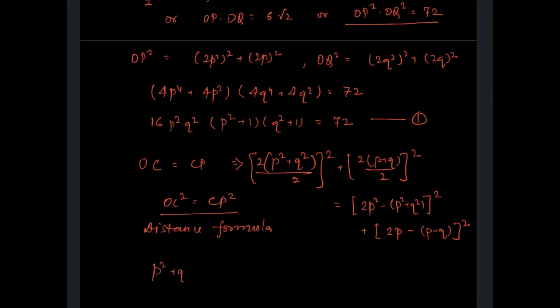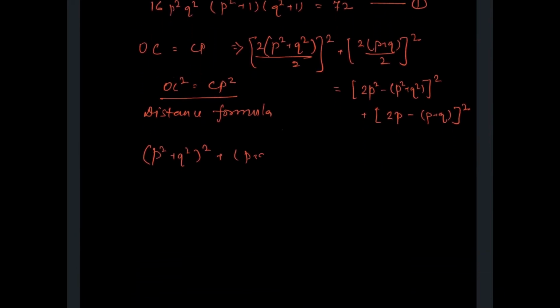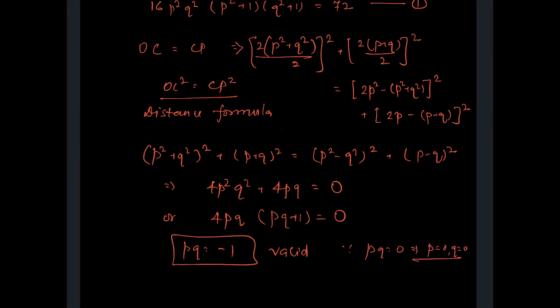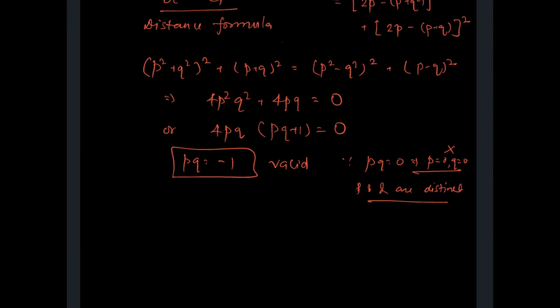So now I can write this as this. Solving this, you will get 4p square q square plus 4pq is 0, or 4pq (pq plus 1) is 0, so pq equals minus 1 is valid, since pq equal to 0 implies p is 0 and q is 0, and p and q are distinct, so p equal to 0 is not valid.